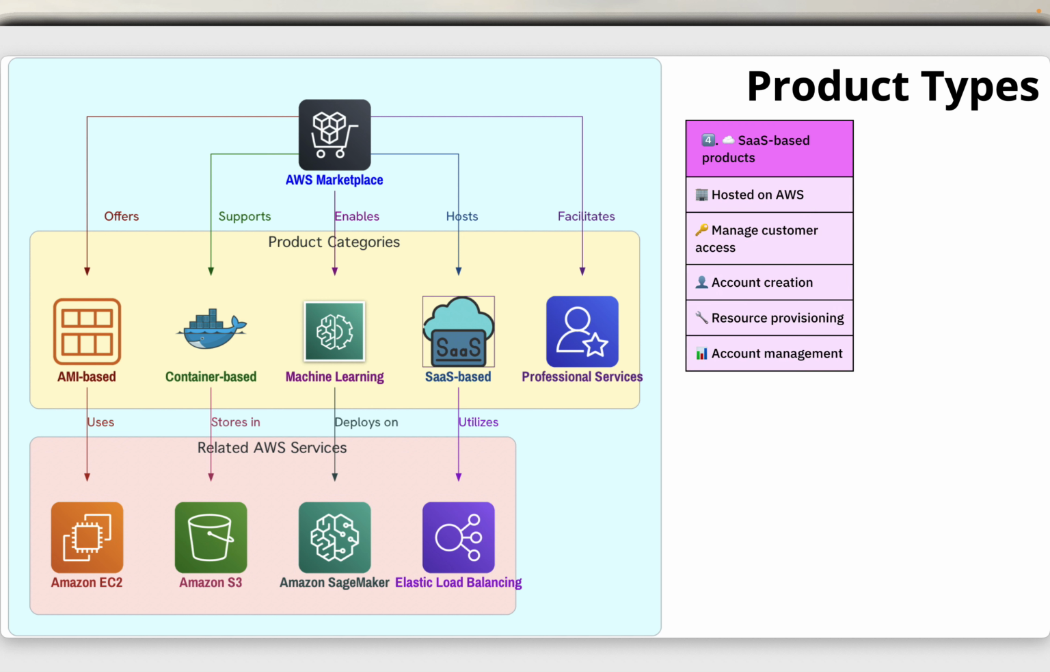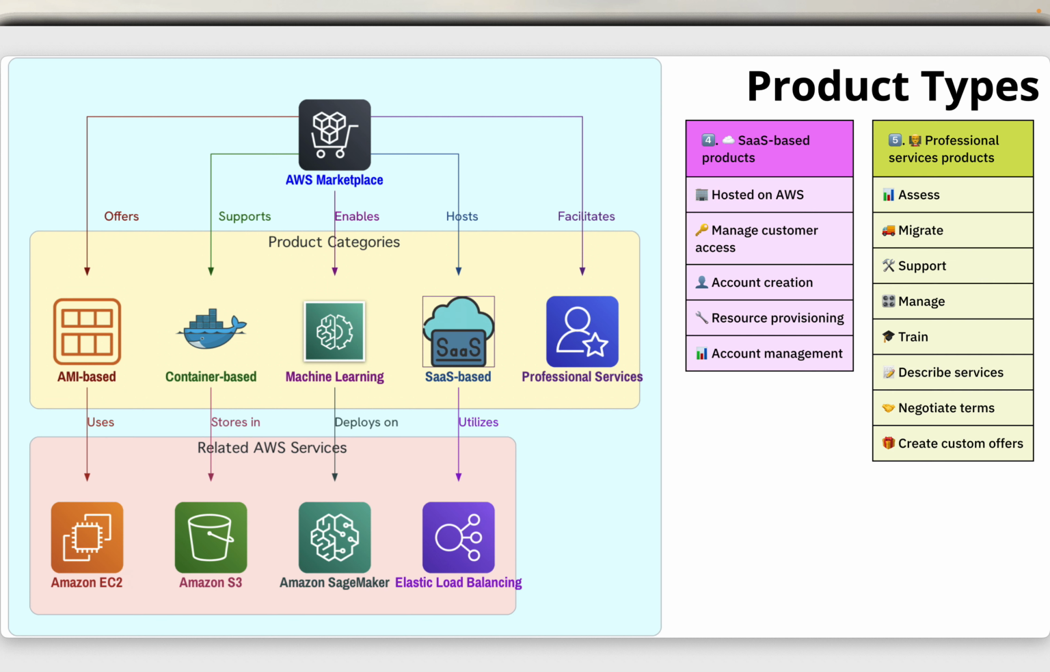Next is SaaS based products. So deploy software hosted on AWS and grant buyers access, manage customer access, account creation, resource provisioning, and account management within your software. And lastly, software services products offer services to assess, migrate, support, manage, and train on AWS services and products. Describe your services, negotiate terms with customers, and create custom offers through AWS Marketplace. So these are activities which will be involved with professional services products.